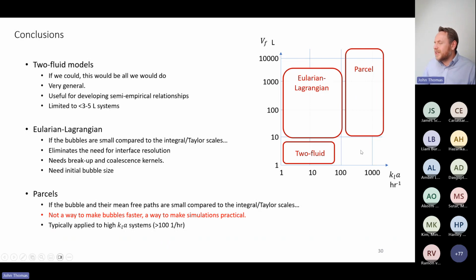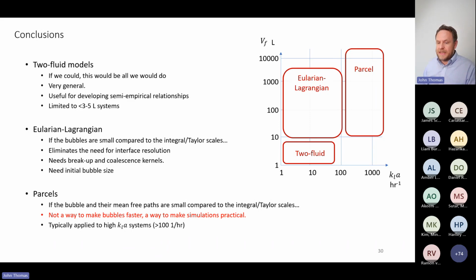So again, these corners, it's not that you can't do them, they're just tough. That's where the memory requirements become the most burdensome. But if you're in the middle of these, the parcel approach is what you want to use. So again, for the Eulerian Lagrangian, we need the bubbles to be small compared to the Taylor scale, which is the requirement for this bottom floor here. It eliminates the need for resolution of the interface, but we do need kernels. Going up here does require breakage and coalescence kernels, and we need an initial bubble size, which isn't hard to conjure up, but it's a thing.